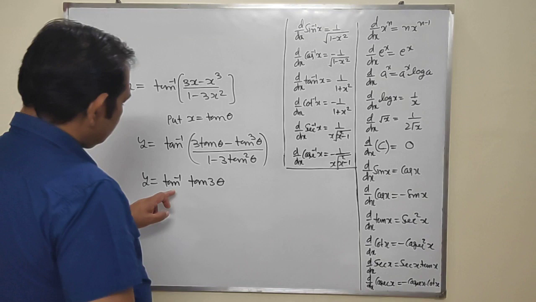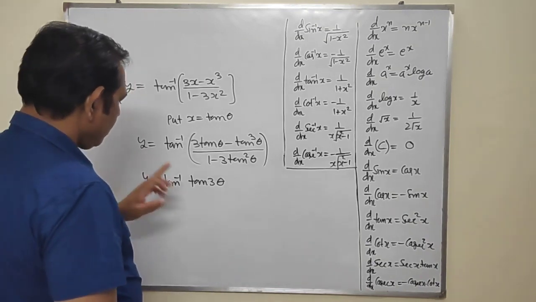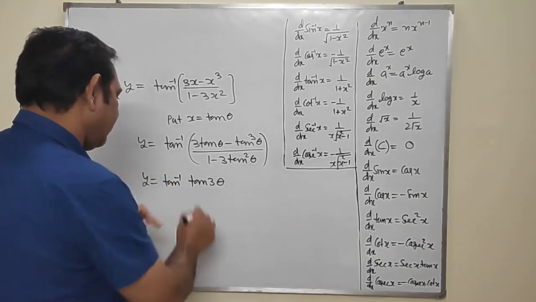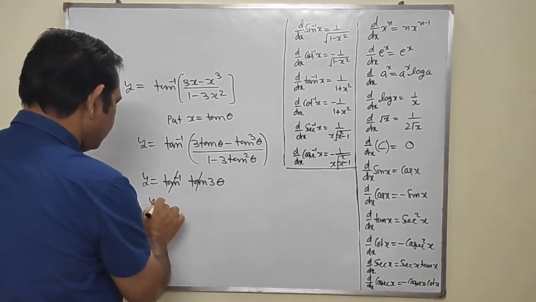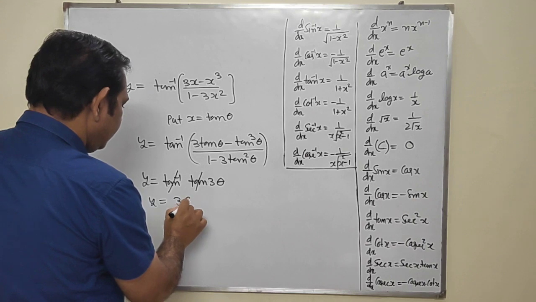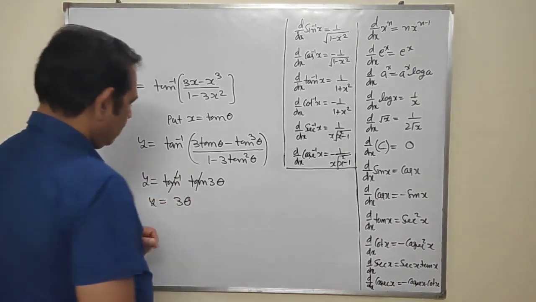Okay, and inverse trigonometry I will tell you later on. Tan inverse is cancelled by tan. Only the angle will remain here. So y is equal to 3 theta. Clear?